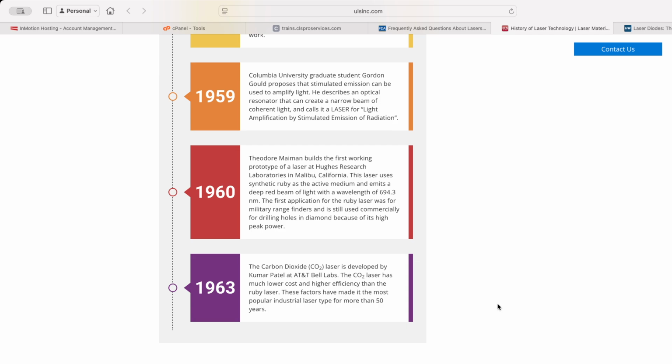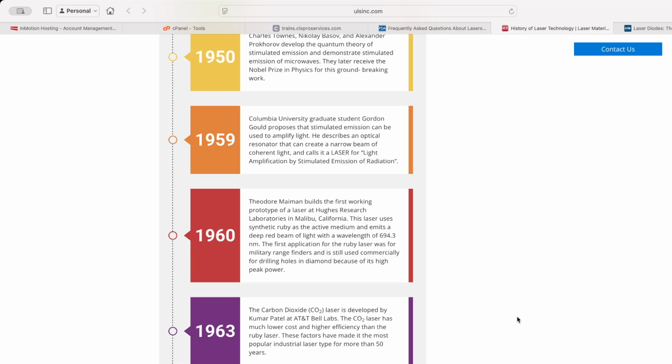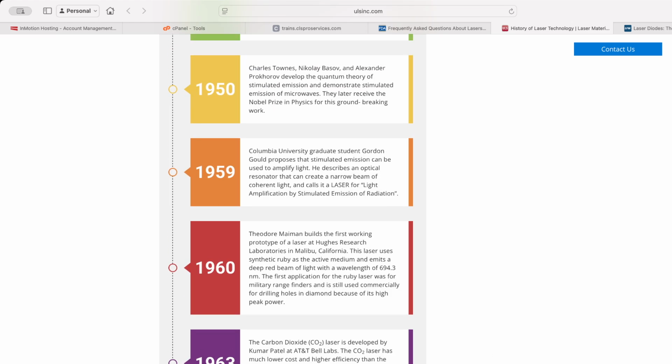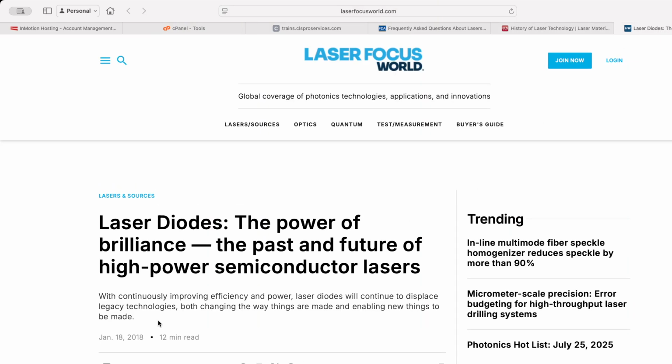Now I'll talk about diode lasers in a second, because that's another thing that happened in the history of the diode lasers and semiconductors, because that was another type of laser that is now very common and cheap. So we can move there, I guess. So laser diodes.